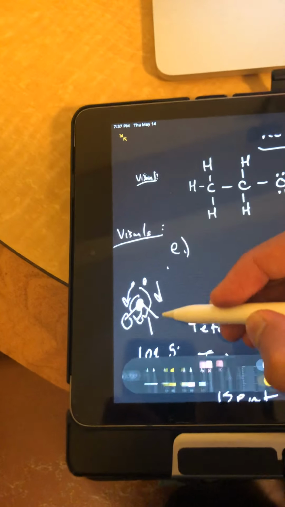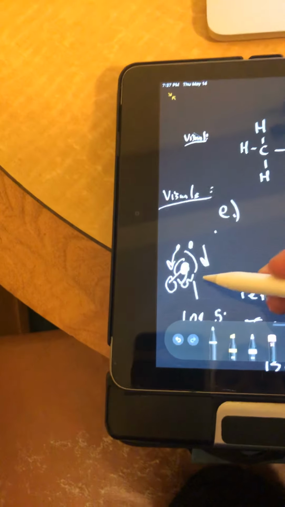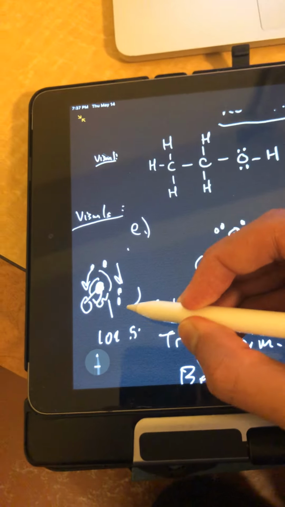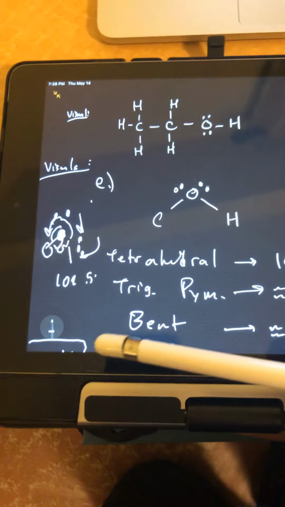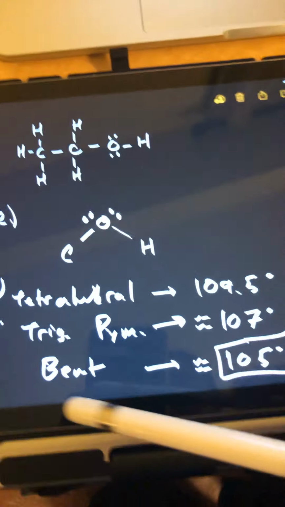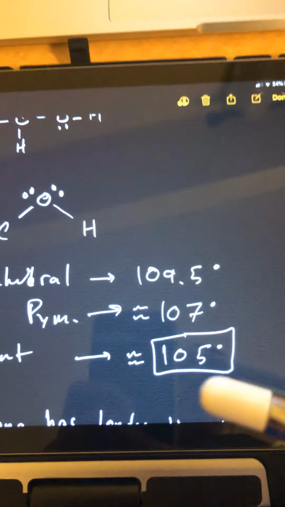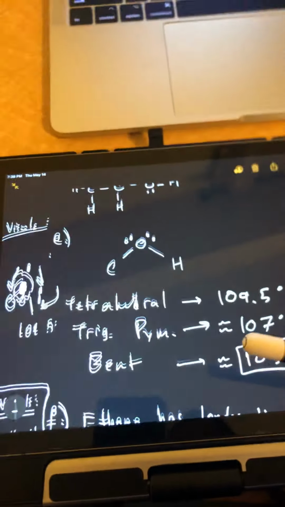Okay, so using that same reasoning, if we replace another one of these elements with a lone pair, the lone pairs will push even more on the angles, and so we'll have a bent shape that looks like this on a 2D model, and it will be a little less than the one before. So I approximated it to be about 105 degrees.